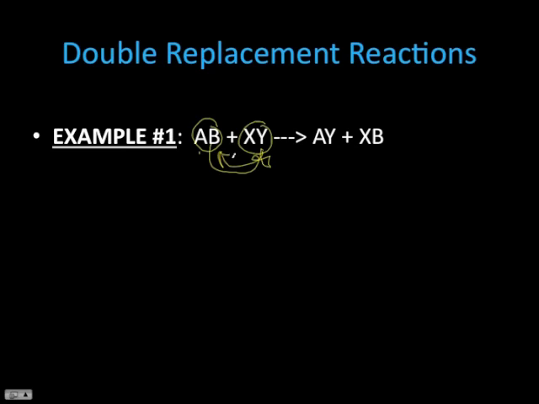Okay? Another example would be when silver nitrate combines with sodium chloride. Two new compounds, silver chloride and sodium nitrate, are formed. And that's because the sodium and silver switch places. And I'll draw that up right now. So you have AgNO3. This is silver nitrate.